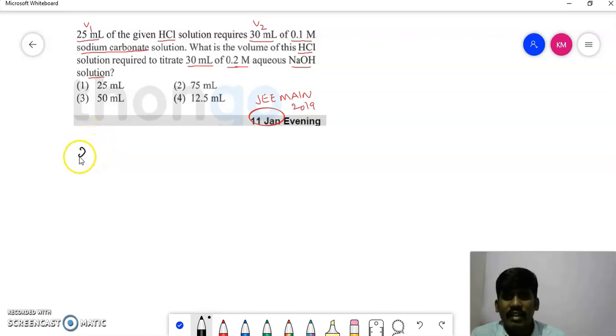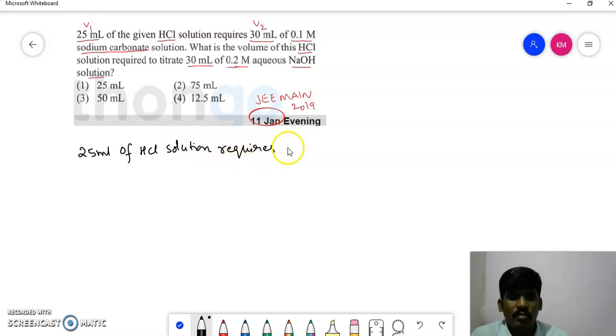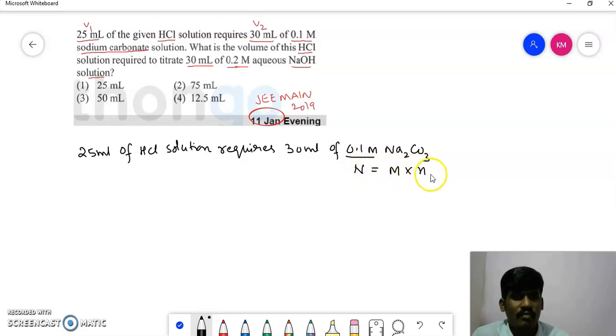See, they have given very clearly 25 ml of HCl solution, right? The HCl solution requires 30 ml of 0.1 molar sodium carbonate solution, that is Na2CO3. So molarity is there, but I would like to convert this molarity into normality. For that, normality is equal to molarity into N factor. Molarity they have given is 0.1 and N factor for sodium carbonate is 2. That can be taken as 0.2 normal.